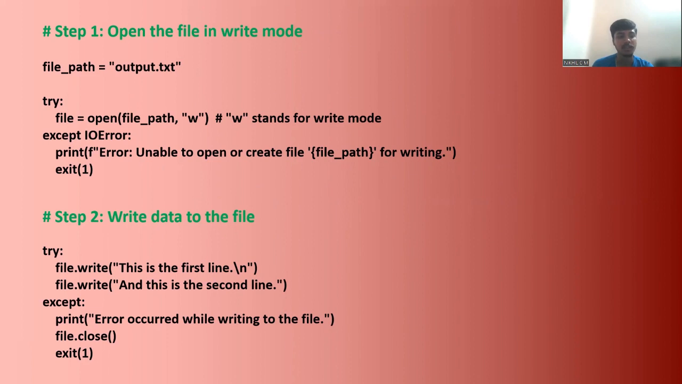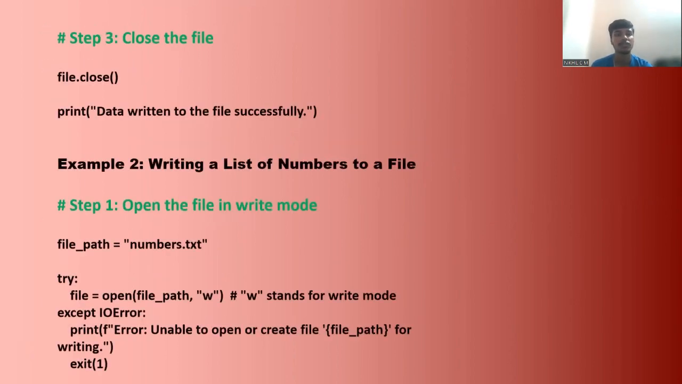The step 2 is to write the data to the file. Try file.write. Here we use the file.write function for writing the data to the file. This is the first line. \n represents the new line character, which prints the sentence in another line. file.write of, and this is the second line. Except: print error occurred while writing to the file. File.close.